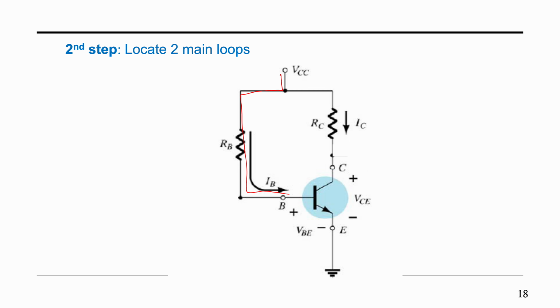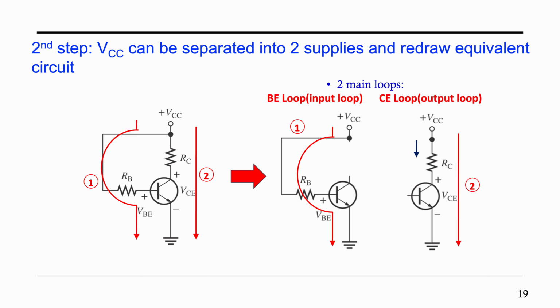Okay, here is your BE loop, and another one is your CE loop. Here is your CE loop. So here is the BE loop, here is the CE loop. Next, what you need to do is apply KVL on this, right?